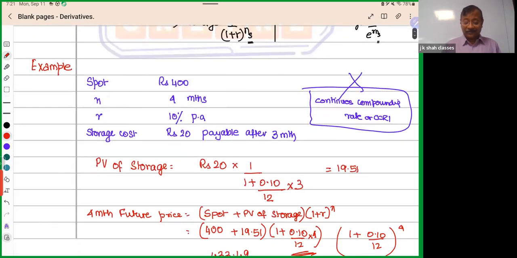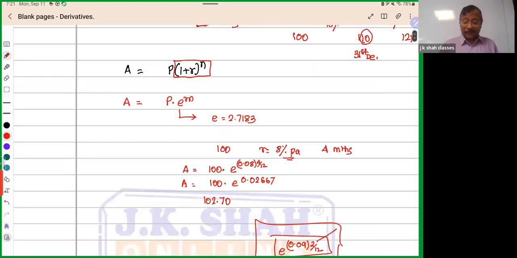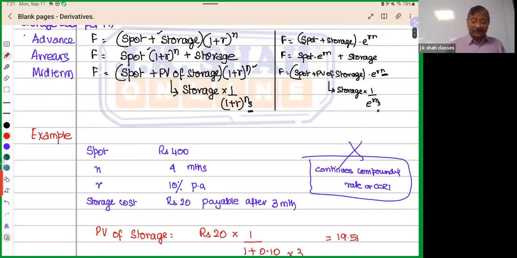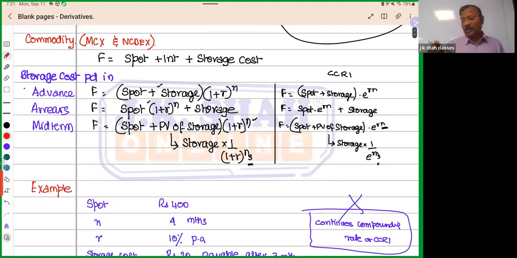Class 9 में करा रहा हूँ. Anyways, now this was about commodities, right? And commodities में there is still.